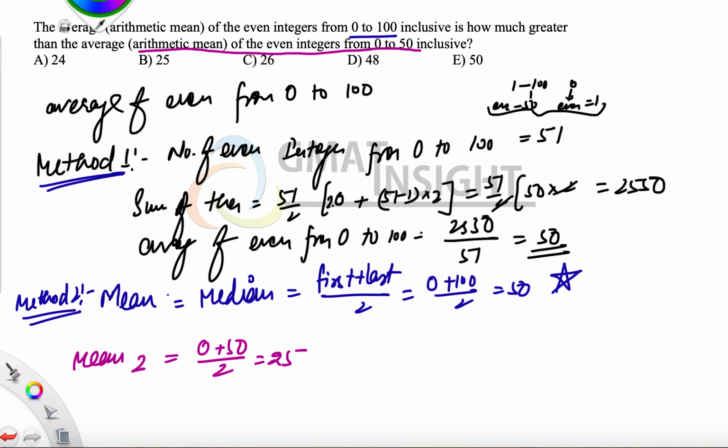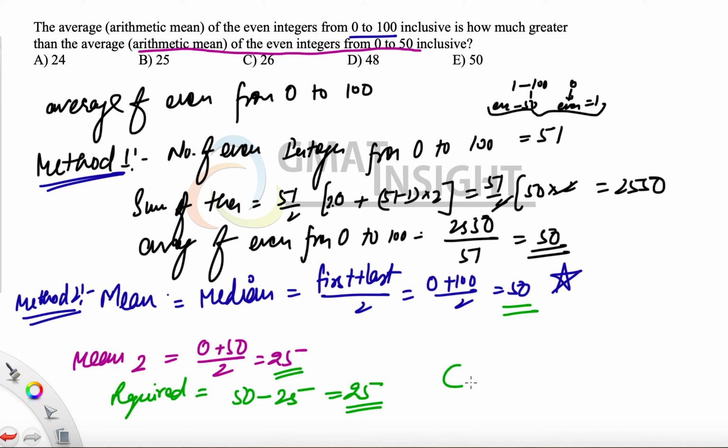What is needed, right? The required output is equal to 50 minus 25, because the question says this average, this 50, is how much greater than 25. So the answer is 25, which is option B. My mistake. And that's how we answer such a question.